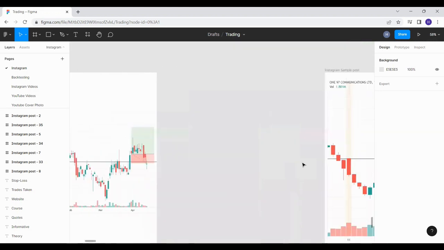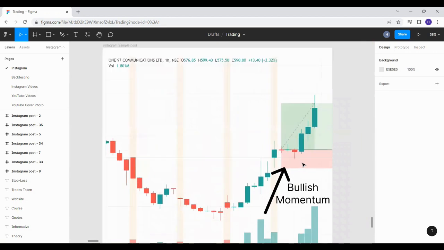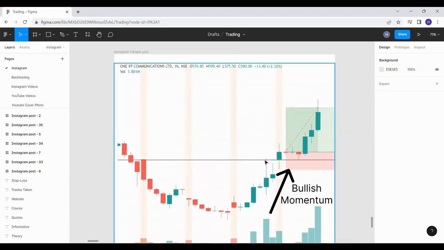This was a trade which I had taken. And here, now as you can see, this was a kind of trend line. Price kind of gave a gap up. It stayed above the trend line. So I took the trade at this candle and I put my stop loss below this wick.